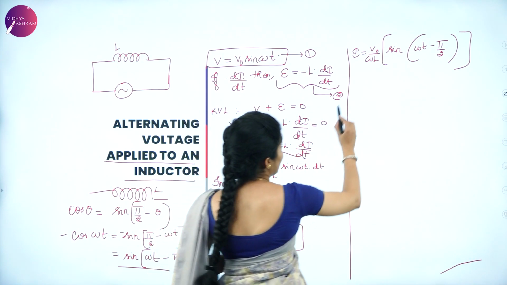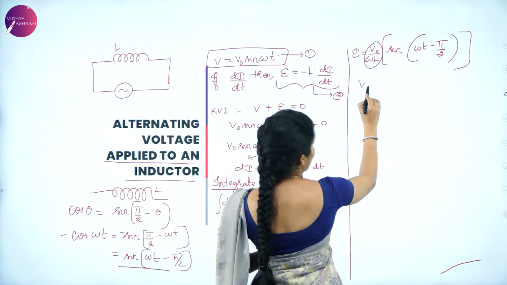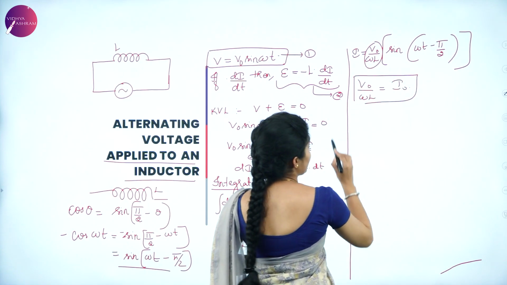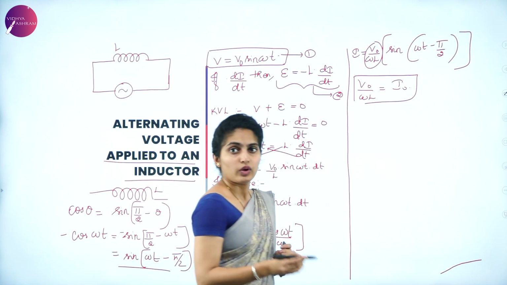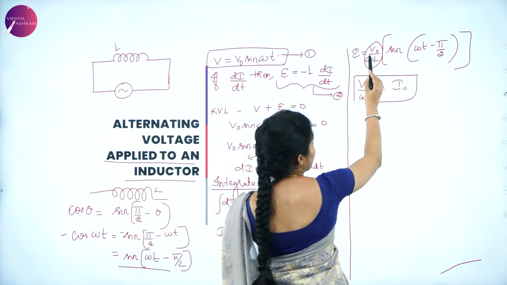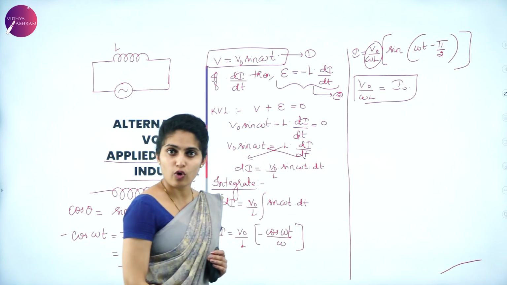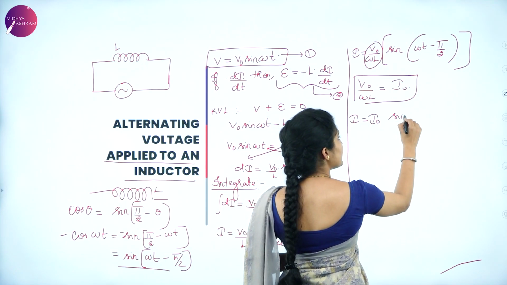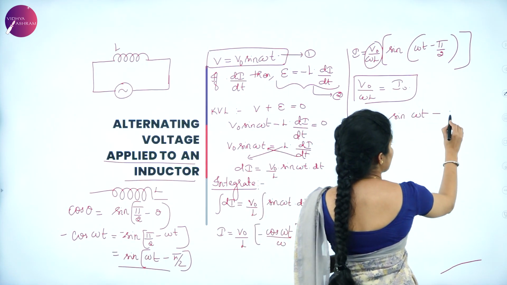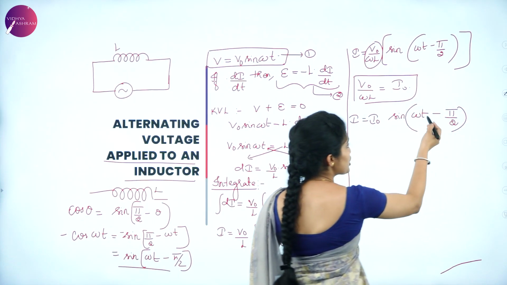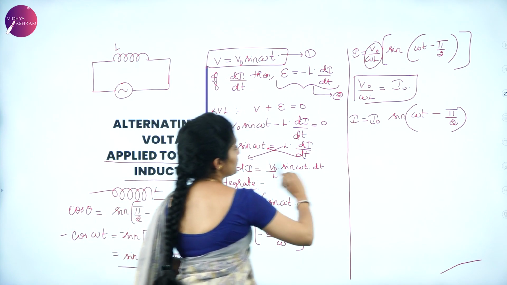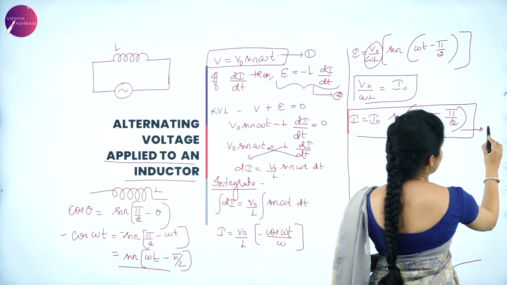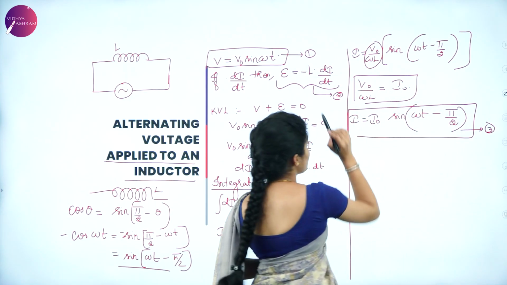Having this, we get to know that V0 by omega L is nothing but I0 in this condition. That means it is the peak value of the current, so I is equal to I0 sine omega t minus pi by 2. The voltage value is considered as equation 1. Now let us consider the current value as equation 3, because we already have 2 over here.